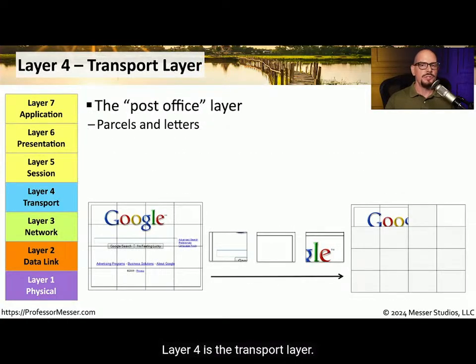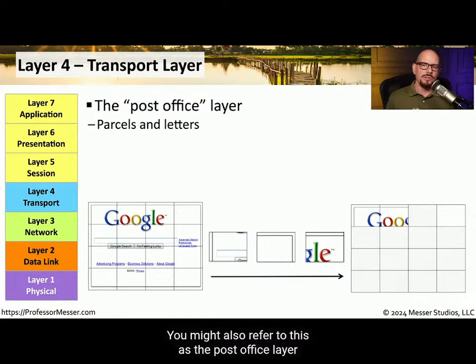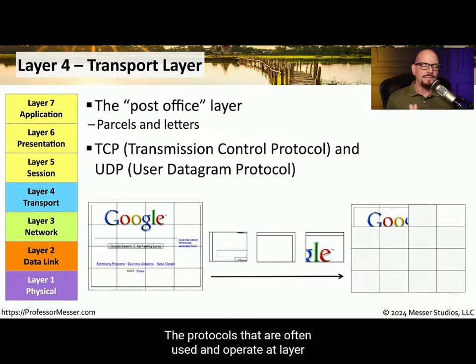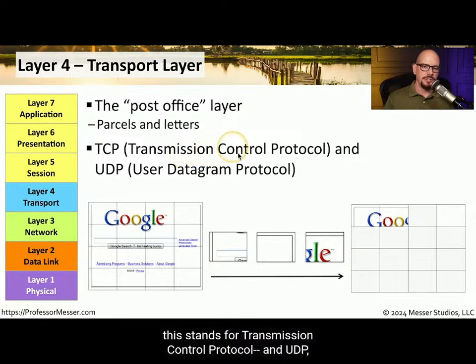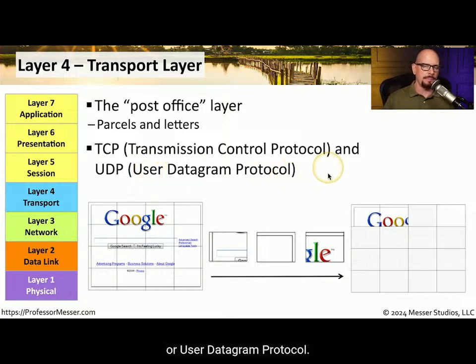Layer 4 is the transport layer, and as the name implies, we're referring to the ability to transport information from one device to another. You might also refer to this as the post office layer because this is responsible for getting your letter or your information from one side of the network to the other. The protocols that are often used and operate at layer 4 of the OSI model are TCP, which stands for Transmission Control Protocol, and UDP, or User Datagram Protocol.